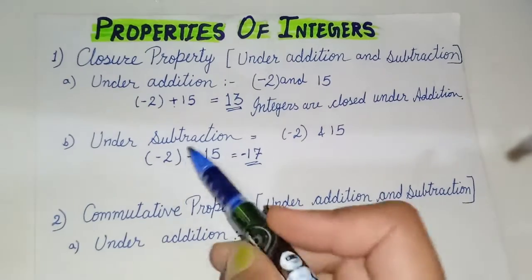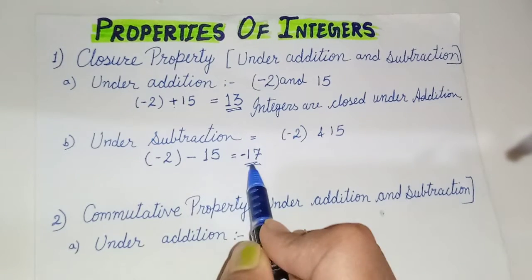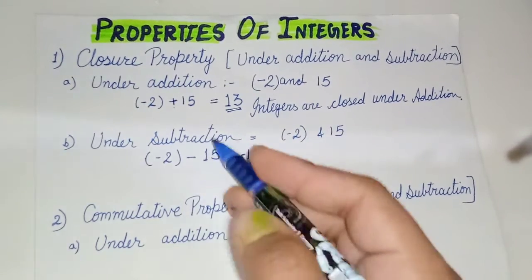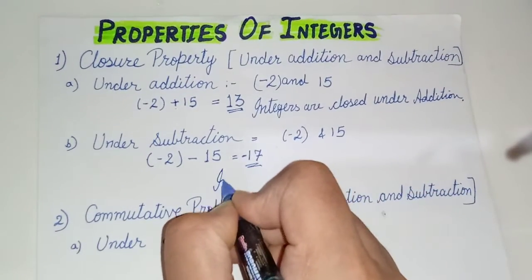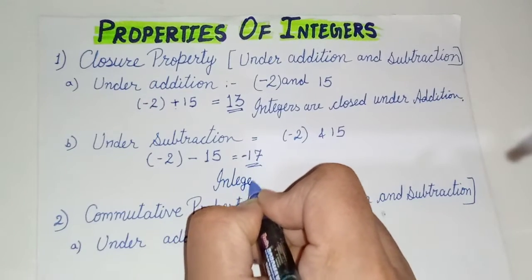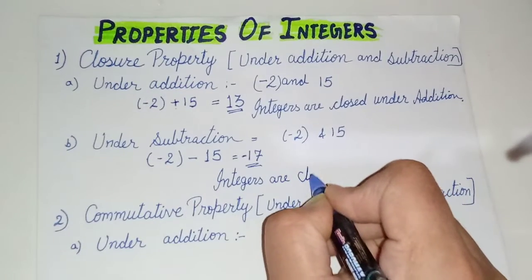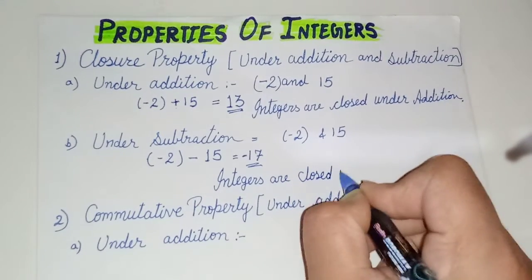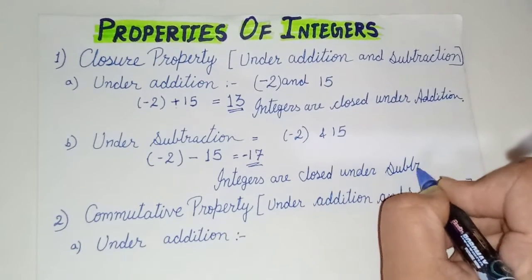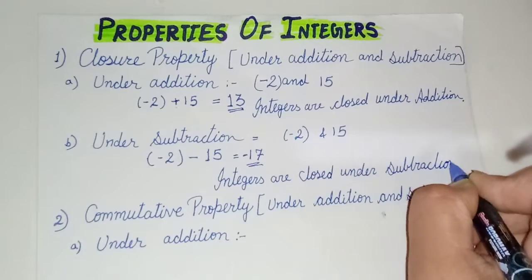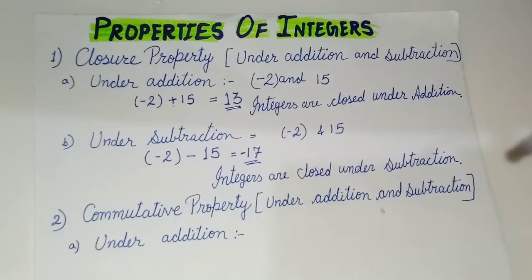So what we have seen here is that we have subtracted two integers and as an answer also we got another integer only. So this shows us that integers are closed under subtraction. Right, so this was closure property.